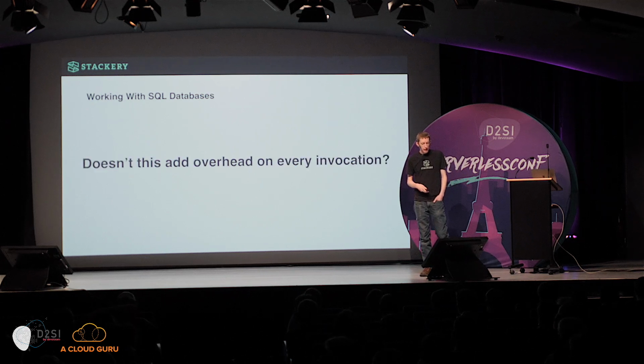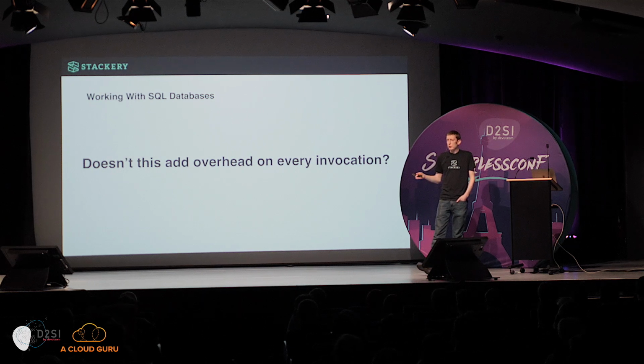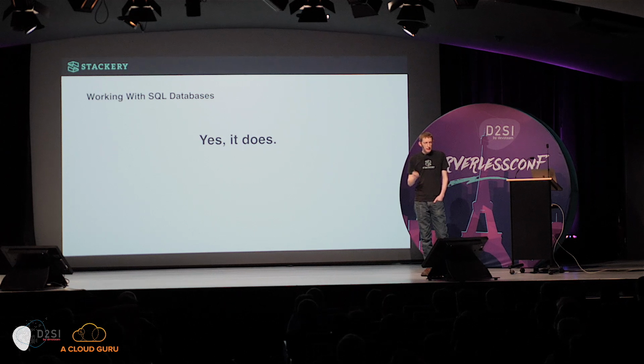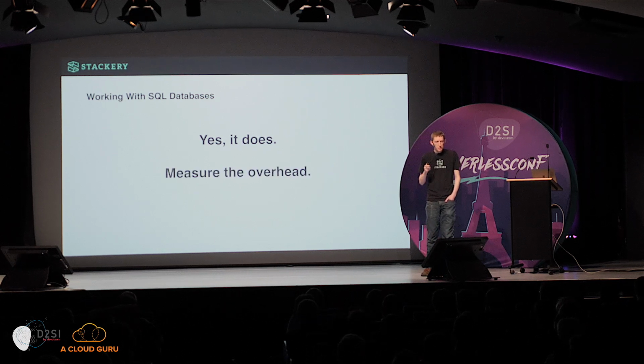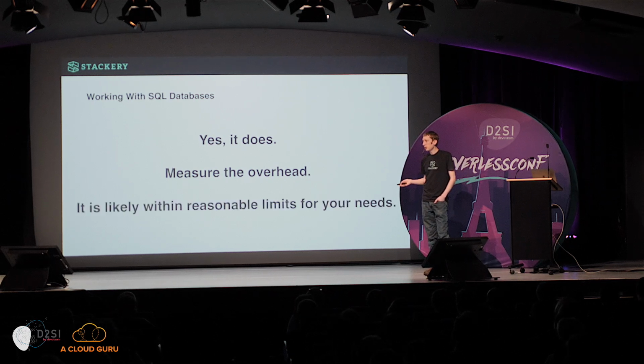And there are reasons. This might add overhead on every call, every invocation. It does add this overhead, but you've got the tools at hand to measure how much it is. And you may find that the overhead is perfectly within reasonable limits for your needs. From our own experiences, we've seen that the overhead of connecting to a database within the same AWS region as the Lambda functions adds about 10 milliseconds in connection time. Now, depending on your use case, that may be trivial, it may be too much, but there are solutions to get around this issue.